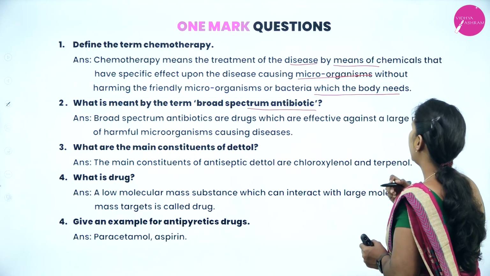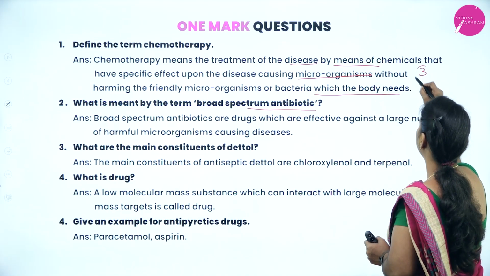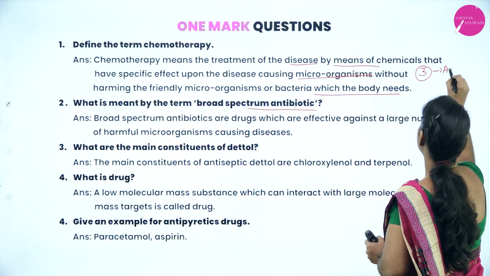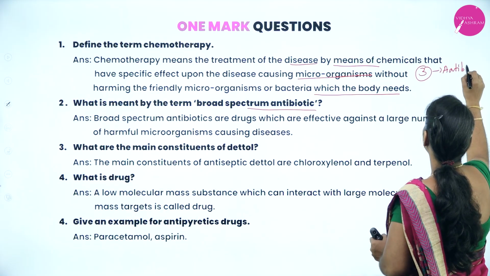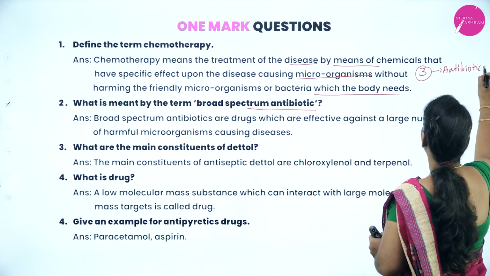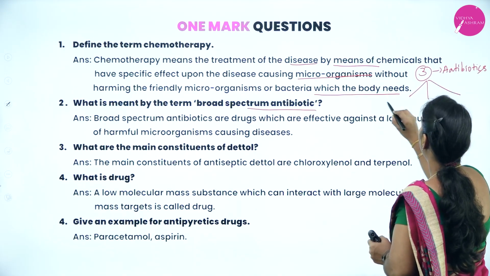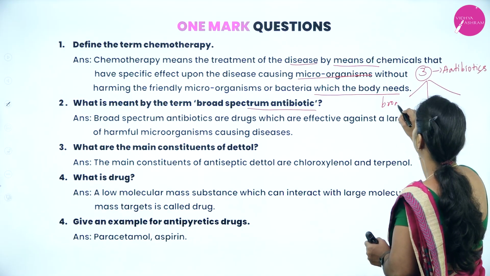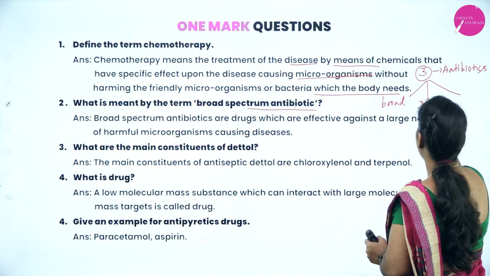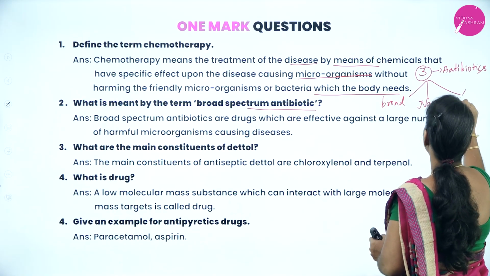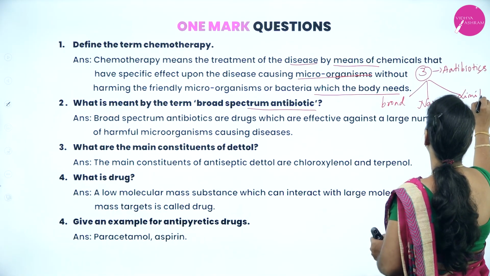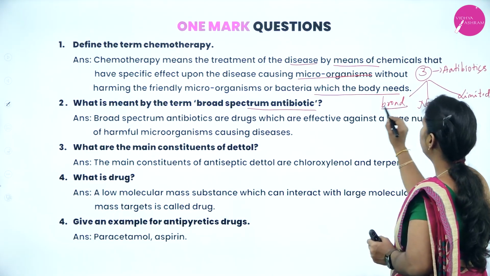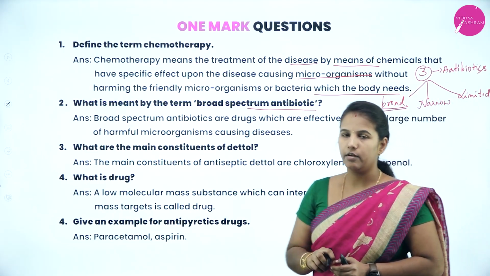Okay. Next, what is meant by the term broad spectrum antibiotics, okay. So usually antibiotics are of 3 types, okay. There are 3 types of antibiotics. First one is broad spectrum, second one is narrow, and the last one is limited. Okay, when do we say it is a broad spectrum antibiotic?